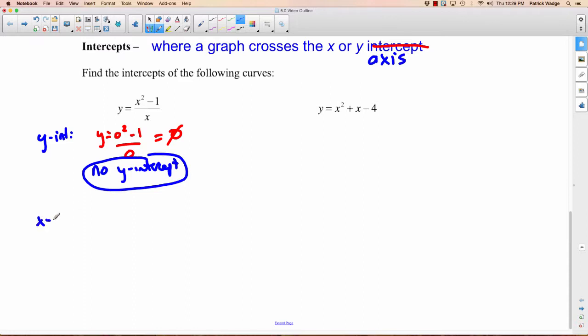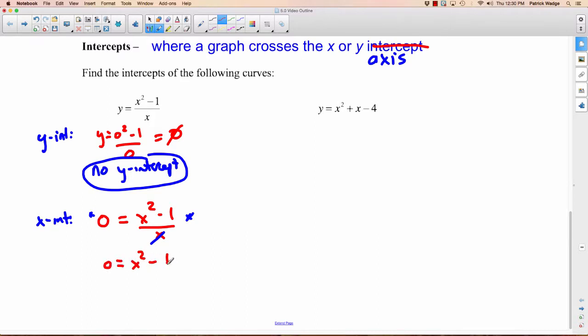Okay, let's get the x-intercept. In order to get the x-intercept, what we know is true about every x-intercept is it has a y value of 0. So this time we're going to put 0 into the y. So we have 0 equals x squared minus 1 over x, and we're going to solve this. Why don't we start by multiplying both sides by x? When we multiply this side by x, they'll just cancel, so that's good. When we multiply this side by x, x times 0 is just 0. So now we have 0 equals x squared minus 1.